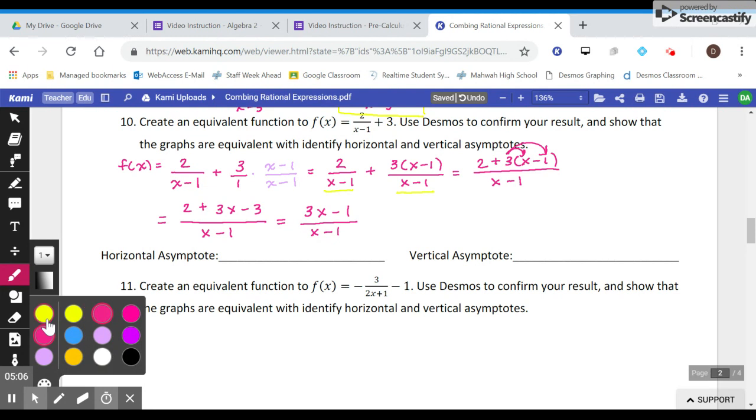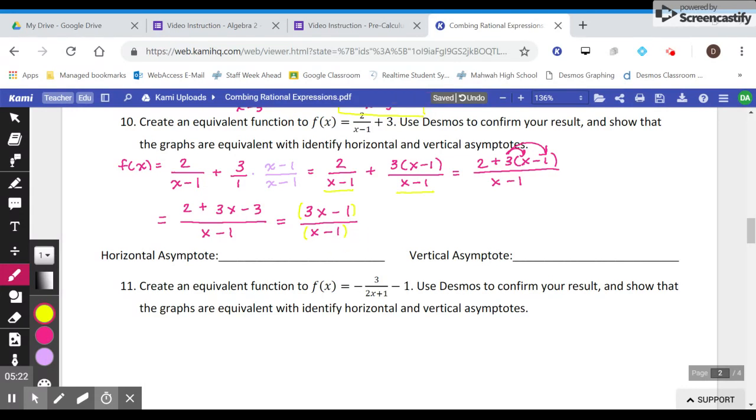And again, I know you see some things that are the same. You might recognize that there's a negative 1 in the numerator and in the denominator, and you might be tempted to cancel that out. But remember that these are quantities. This is the quantity 3x minus 1 over the quantity x minus 1.